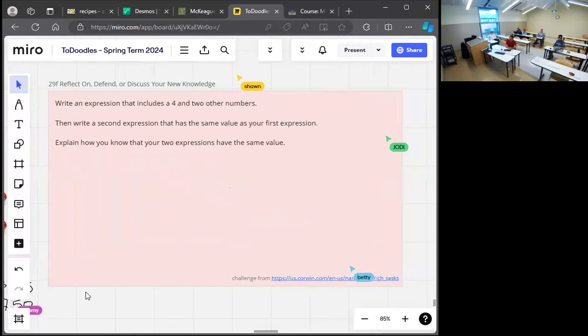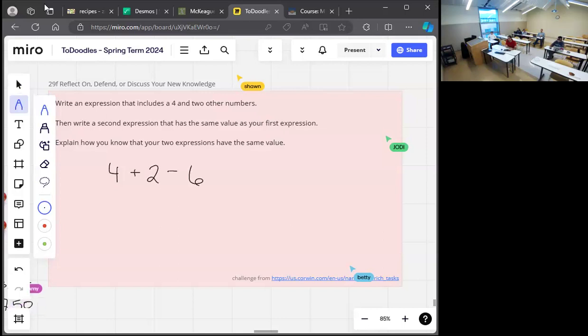If you want to try some interesting thing, the challenge at the end of this to-doodle is to make an expression with 4 and 2 other numbers. I'll just wing one. 4 plus 2 minus 6, there we go. What does that simplify into? 0. Then write a second expression that has the same value. How about 1 plus 8 minus 9? Also equals 0.